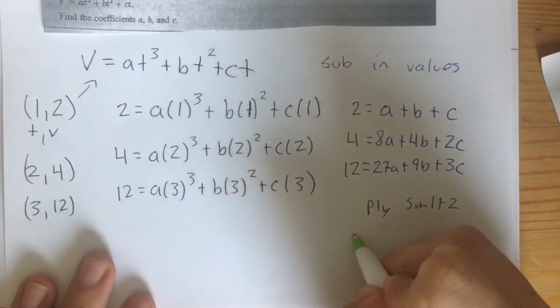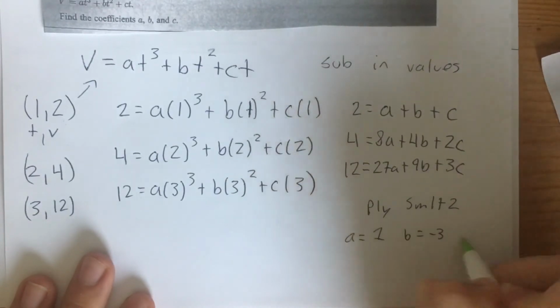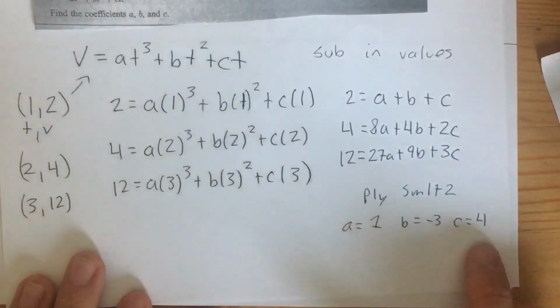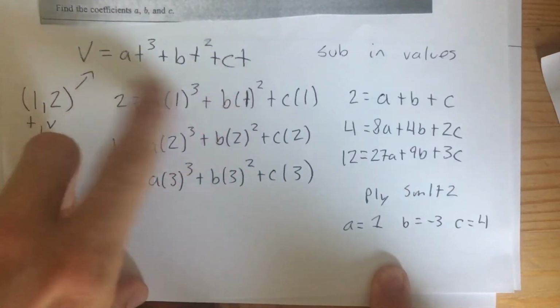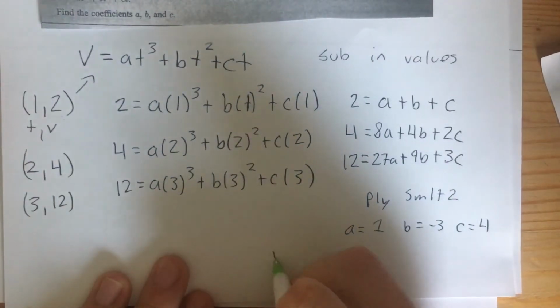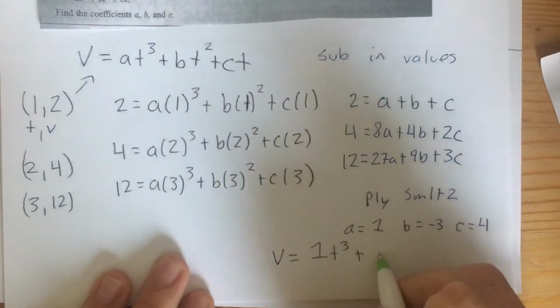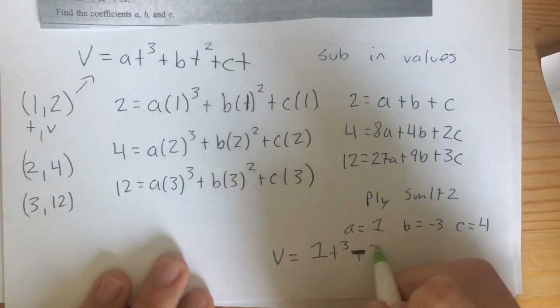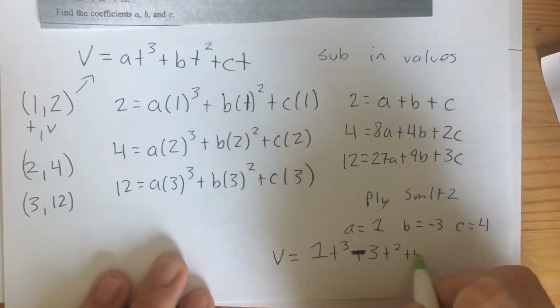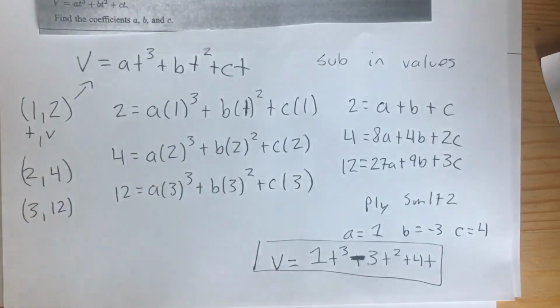And what we end up getting is that the value of A is 1, the value of B is -3, and the value of C is 4. And all that we're going to do with that is substitute those values in up here to have an equation that we can now make predictions from. So we're going to say V equals 1t cubed, not plus, it's going to be minus 3t squared plus 4t.